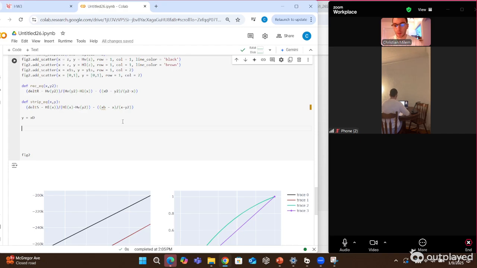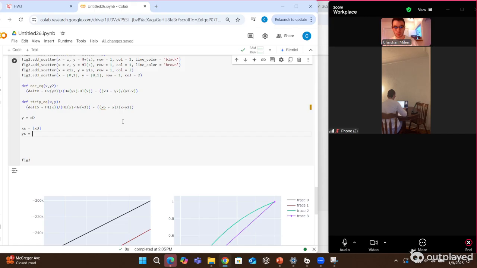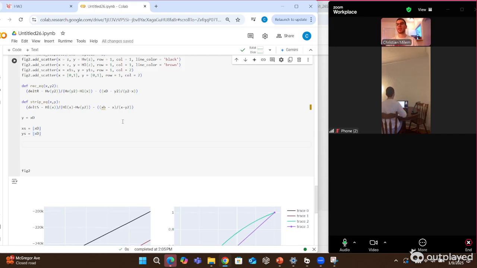All right, so now we need our x's. That's going to be an array, xd. Same thing with y, xd. It's going to be an array starting at xd. All right, so now we need our tie lines and operating lines.